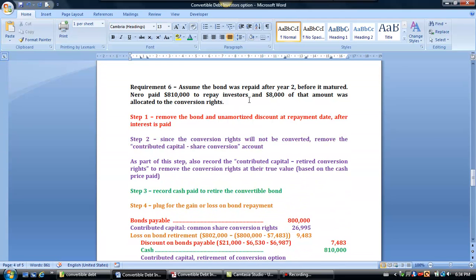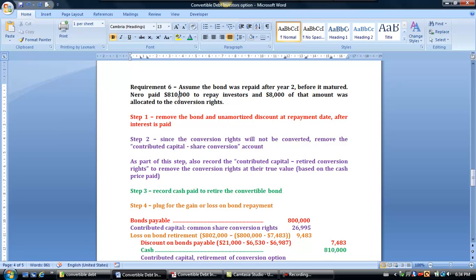Let's say that the bond was repaid after year 2 before it matured. So in other words, maybe the issuers of the bond decided that they wanted to take it off the market now because exercise was at the investor's option. Maybe what they had to do was give them some kind of a sweetener or an inducement to retire the bond at an earlier date. So you can see here that they did pay a little bit more than the face value. In fact, more than the investors initially gave them.